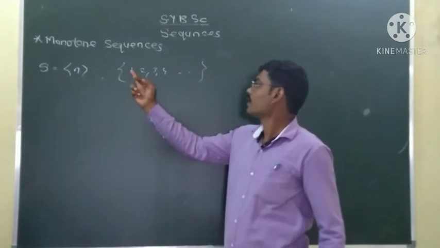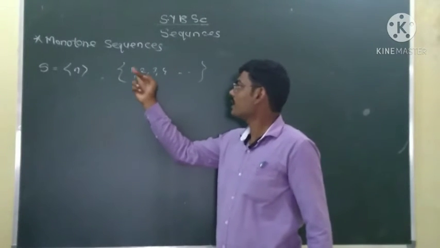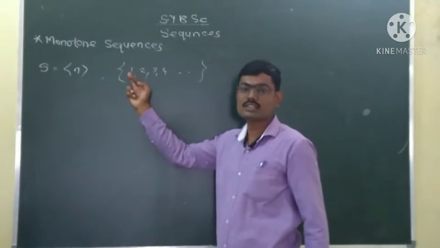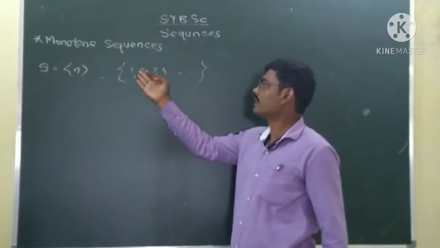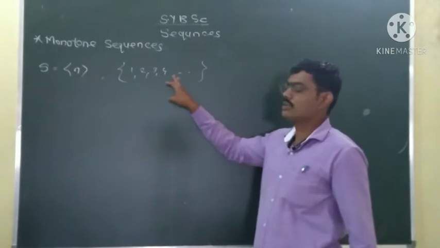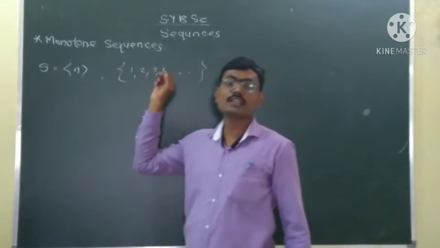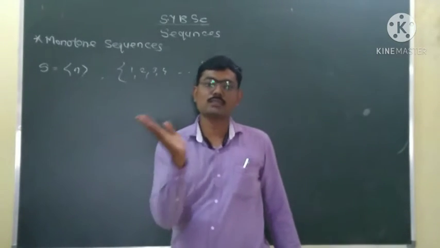See, the first term is 1, the second term is 2. The second term is greater than or equal to the first term. Here it is strictly increasing. The third term is greater than the second term. The fourth term is greater than the third term. Such types of sequences are called monotonic increasing sequences. Each next term is greater than its previous terms.